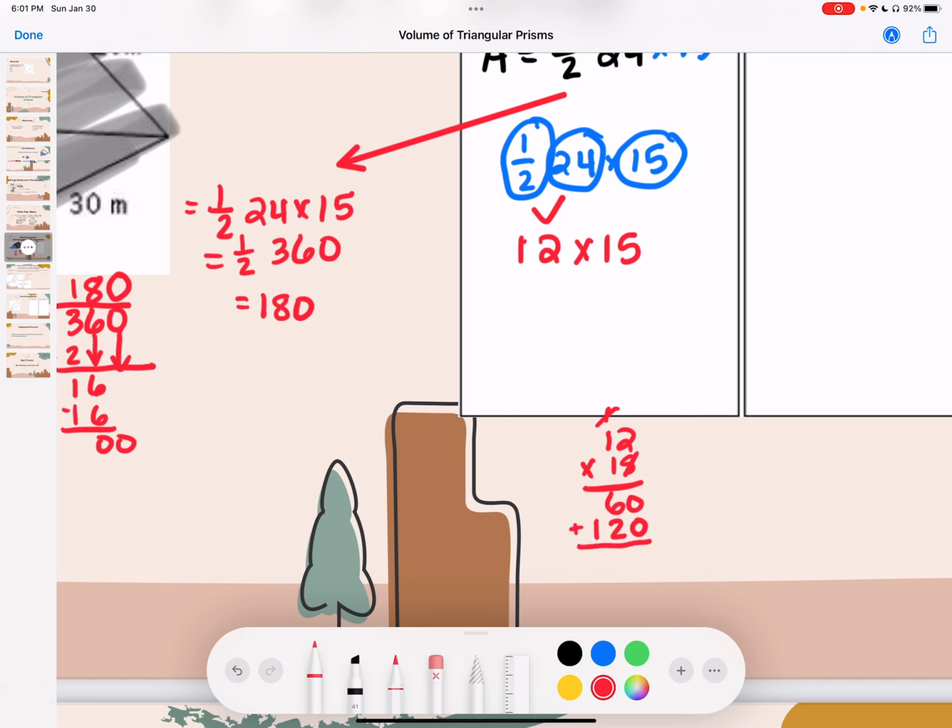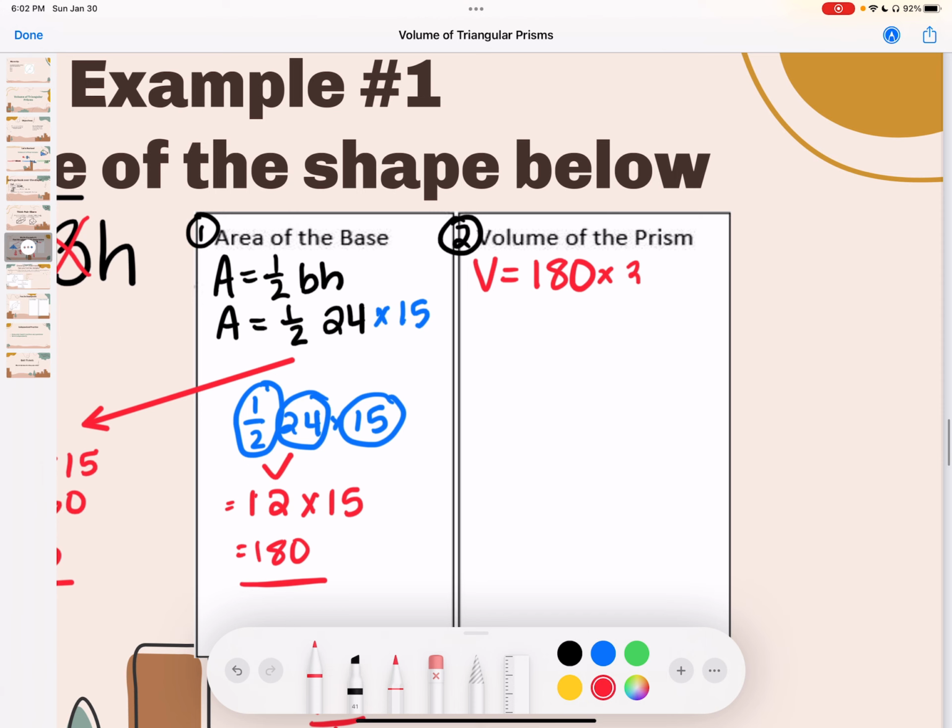So now I'm going to continue on. I've already found the area of the base, so I can go ahead and rewrite it. V equals the area of my base was 180. That's what I found right here. And then times my height. And I'm going to go ahead and erase that black part. And remember that our height is what connects the two bases. So my height is 30 meters. So 180 times 30.